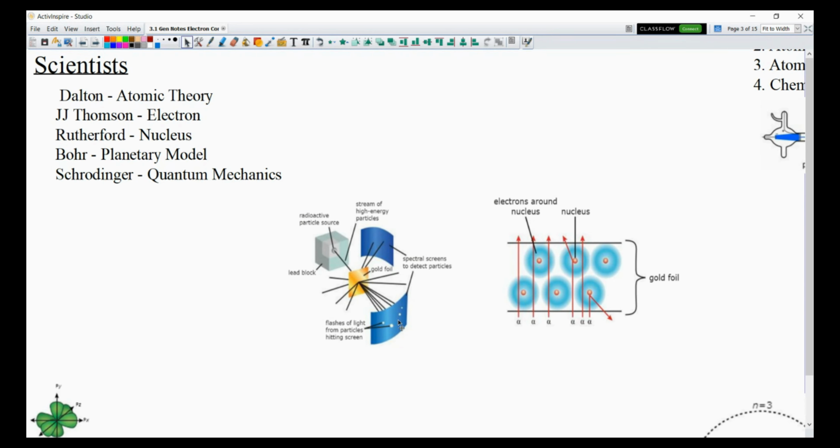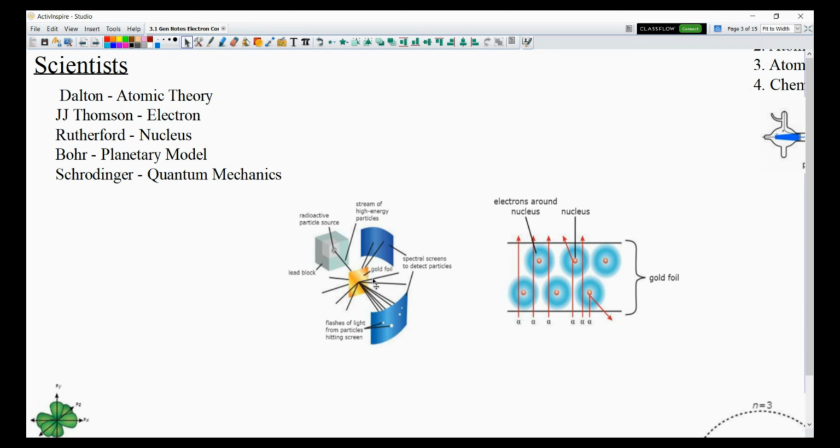And what he saw was that most of the time, the particles would go straight through and would leave white flashes of light on the opposite side. But occasionally, back here on the perimeter, he would see little flashes of light.